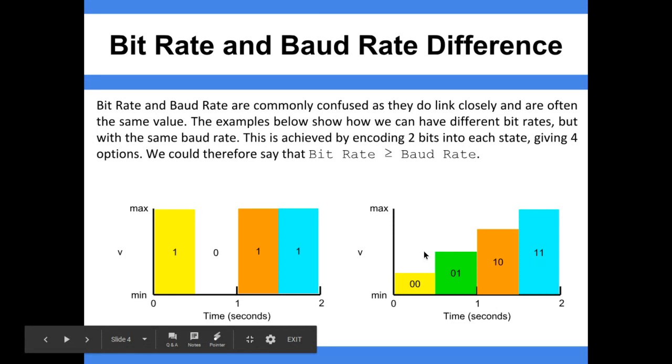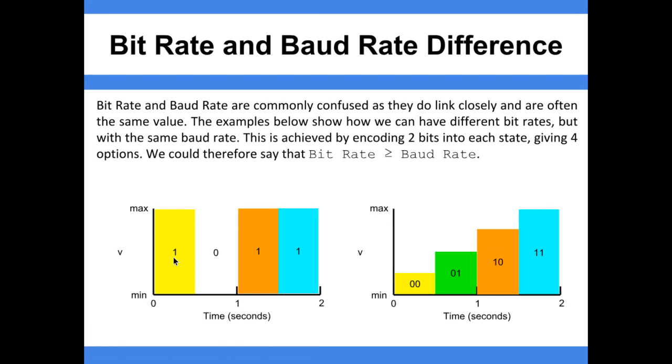Now, the way I've achieved that is I have encoded more bits into each voltage. So here I've got more potential options. So we've got sort of quarters, if you like, whereas here, we've either got it on or off. So the bit rate can be the same as the baud rate, or it can be higher than the baud rate. However, the bit rate can never be lower than the baud rate.